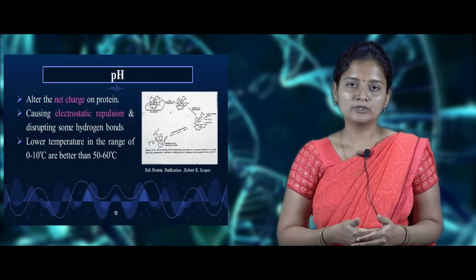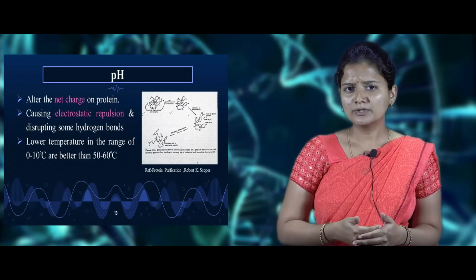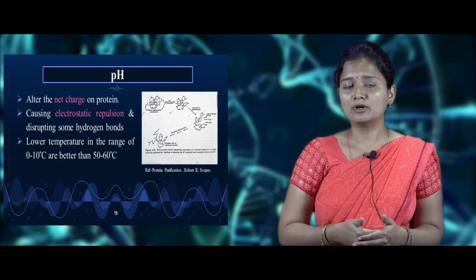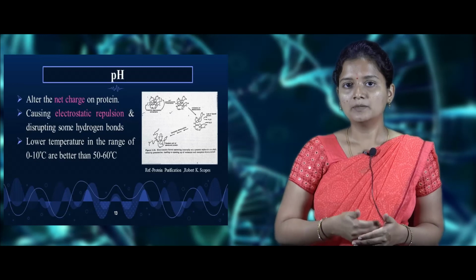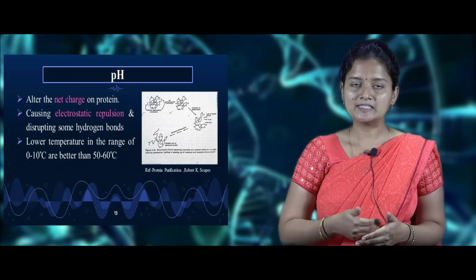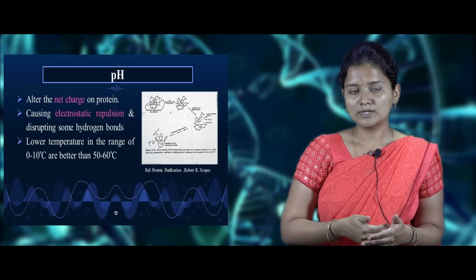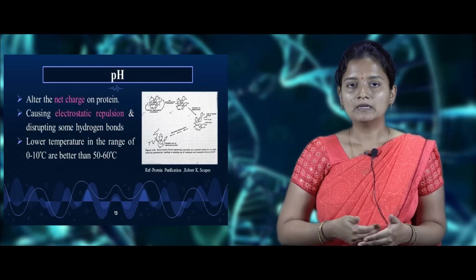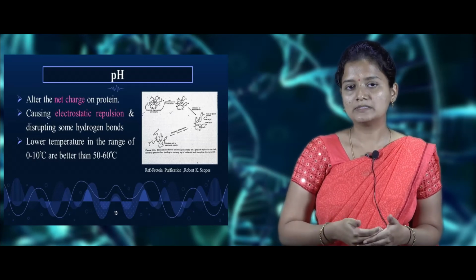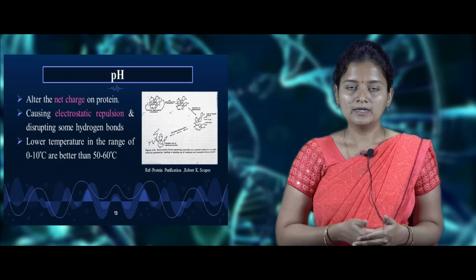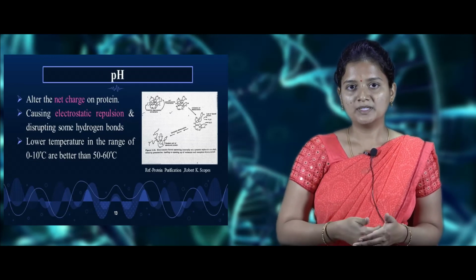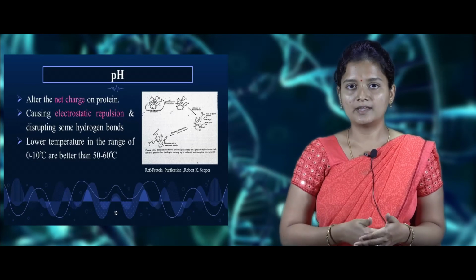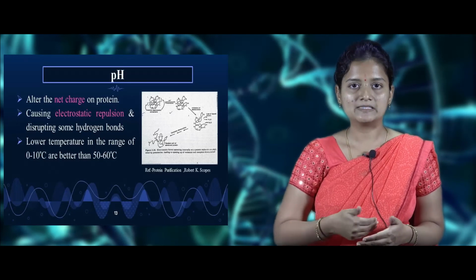The next method is using pH. We can use pH to denature the protein. Before looking at pH, we should know something called the isoelectric point. The isoelectric point is the point where the protein's net charge is neutral. We can say that at that point, the positive and negative charges of the protein balance out. This point is known as the isoelectric point. As we know, pH ranges from 1 to 14. A pH below 7 is acidic in nature and a pH above 7 is basic in nature.